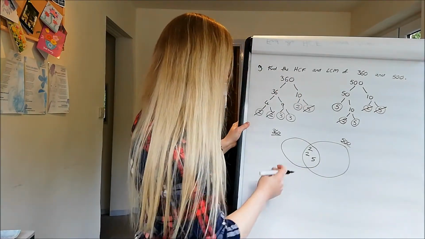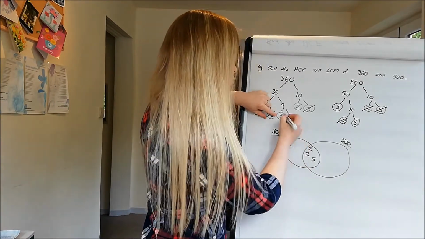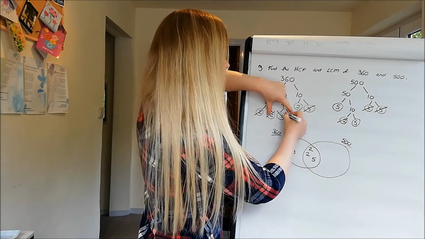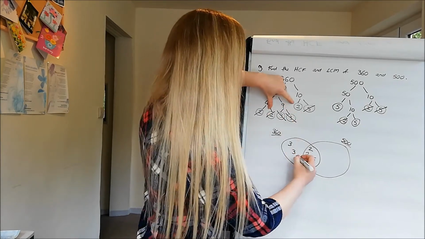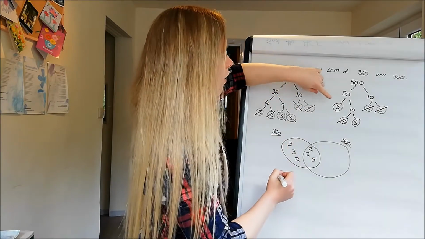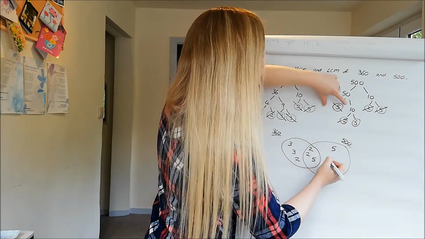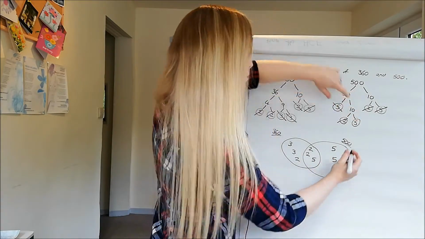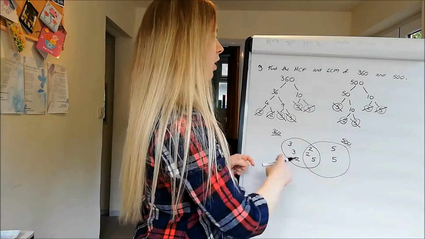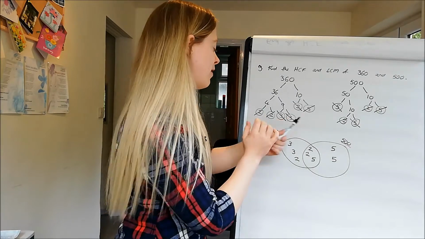And then 360 has a 3, which 500 doesn't have. And it has another 3, which 500 doesn't have. And it has an extra 2, which 500 doesn't have. And 500 has got an extra 5, and it's got another extra 5. And then because I've crossed out as I'm going along, I can see that I've included every factor that I need to.